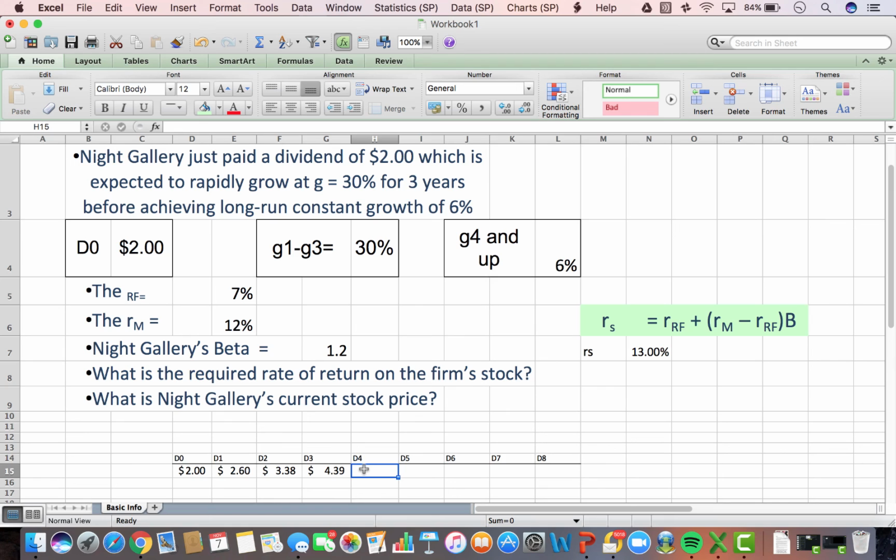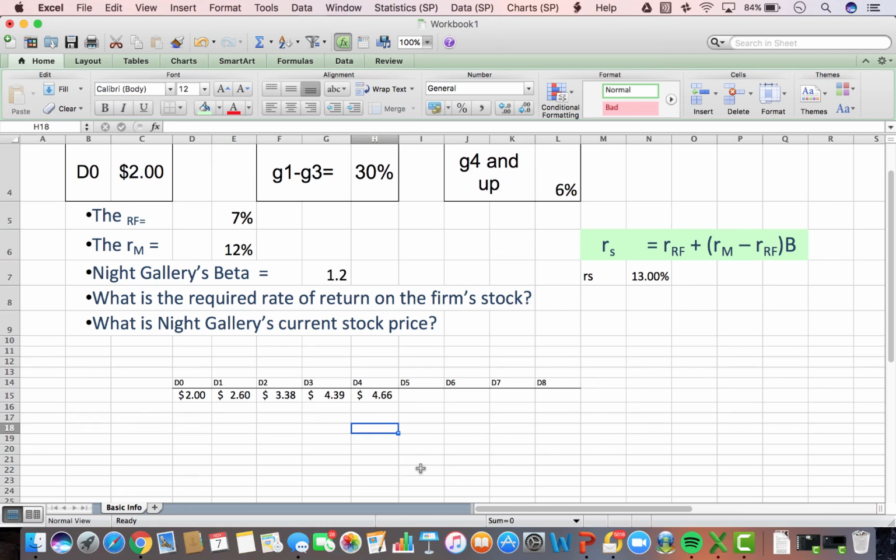Dividend 4 is going to grow at a rate of 6%, times 1 plus the rate of 6%. At this point, I don't need to keep going because I know that the rate is constant and the formula converges to the constant growth formula. So I could actually calculate the price at time 3. I'm going to write that down.